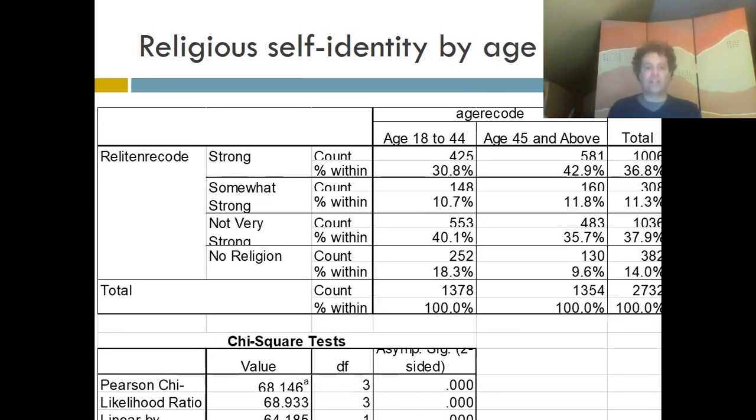Right? What about religious? Right? What about how religious somebody is? Right? What we also see is that older people are more religious. Right? 42.9% of people older than 45 say that they're strongly religious versus 30% of people who are younger. Right? 9% of people older than 45 have no religion versus 18% of people who are younger. Right? So we see that older people are more religious.